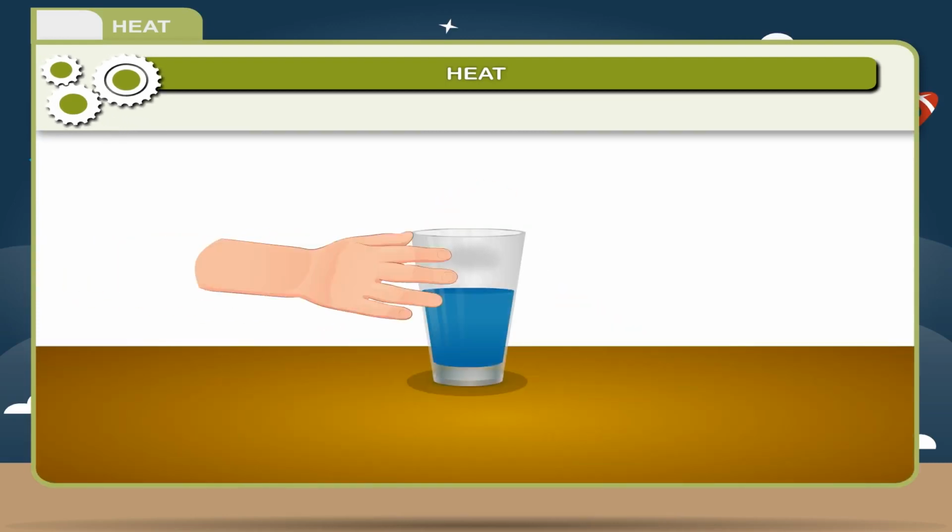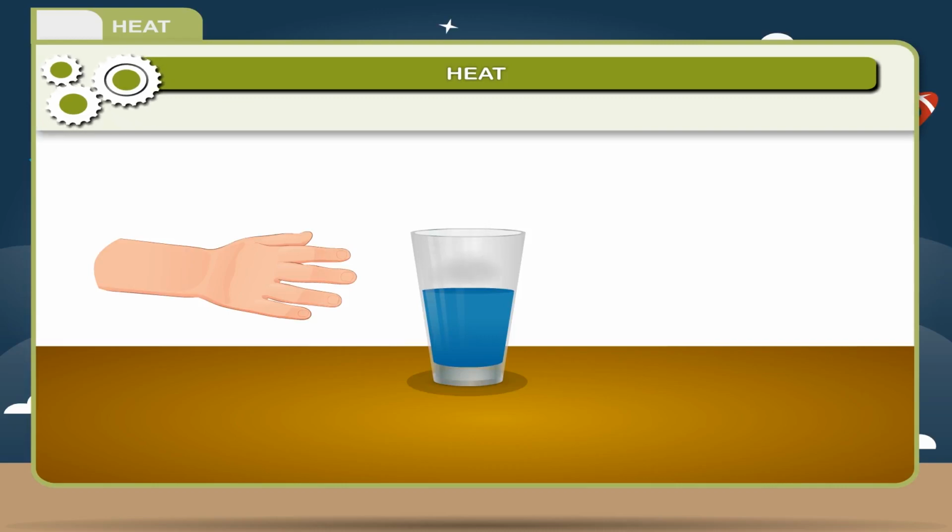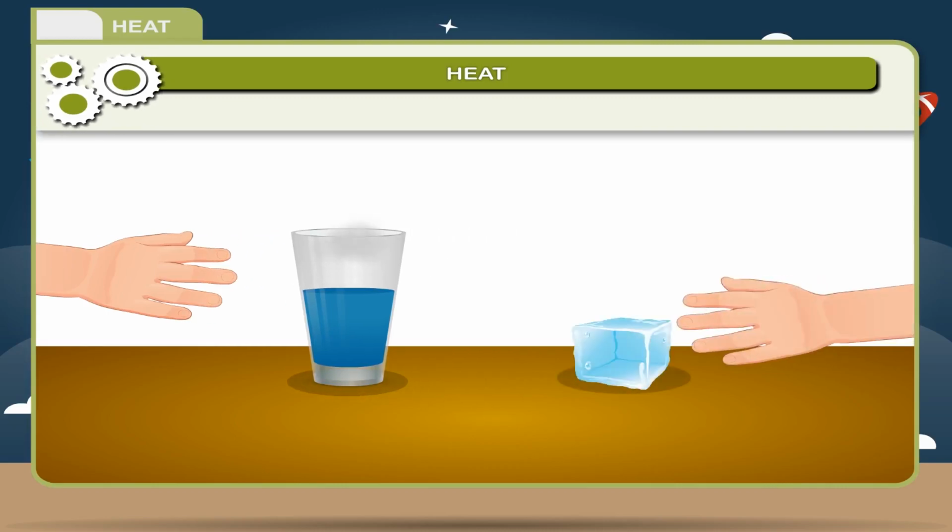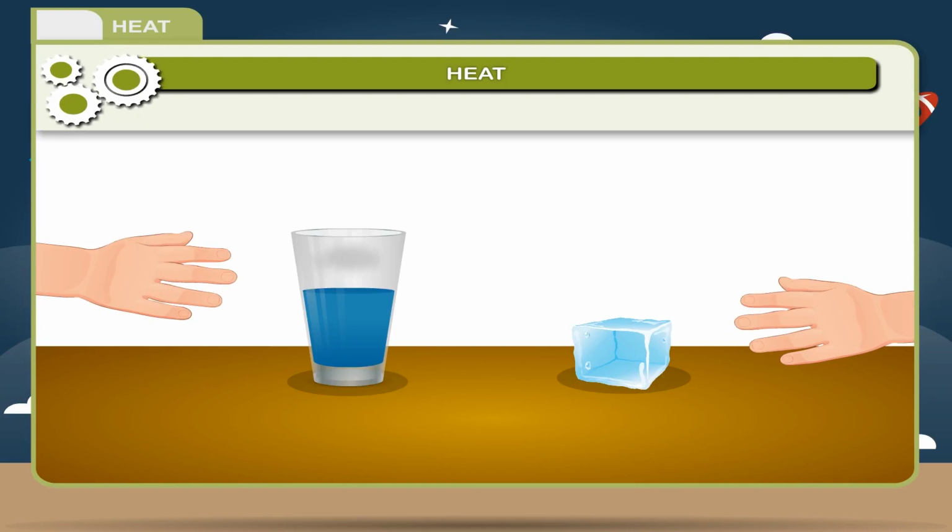What happens when you suddenly touch a glass of hot water or an ice cube? You will feel a sensation of hotness or coldness. This happens because there is transfer of energy in both the cases. Thus, heat is a form of energy which makes any object hot or cold.